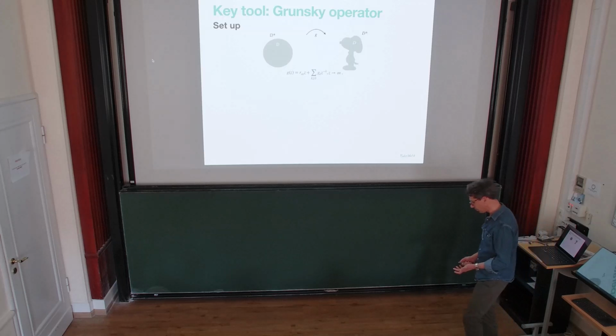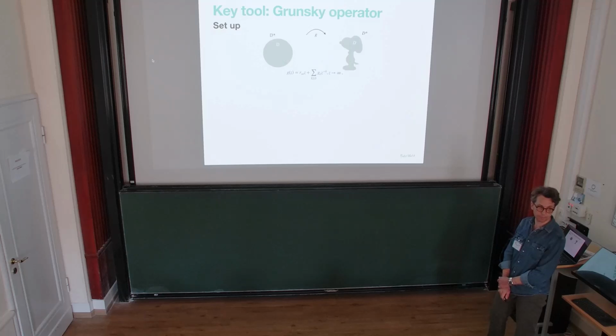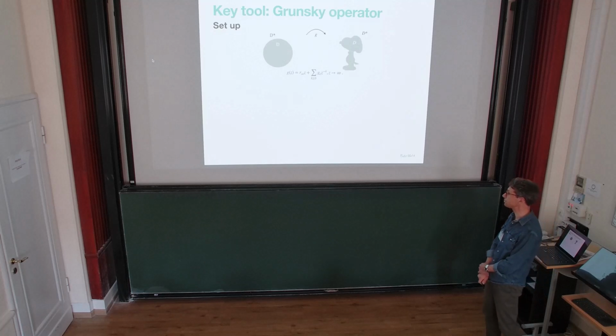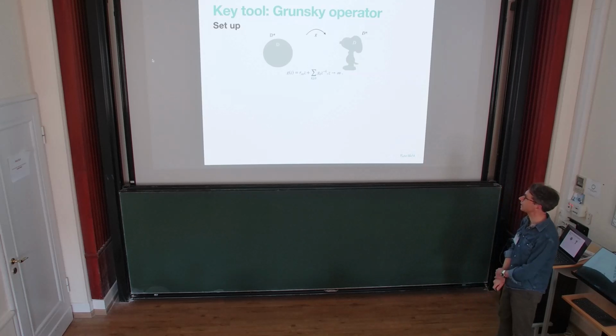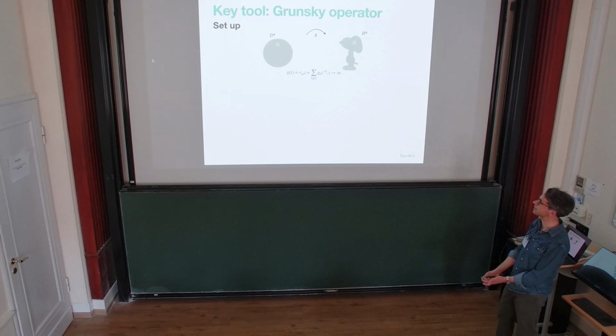So an important tool for me is something called the Grunsky operator. This will appear in both parts of the talk. So here is the setup for this. So I have my simply connected domain D. The exterior is called D star. Then I have the unit disk, blackboard D. D star is the exterior disk.